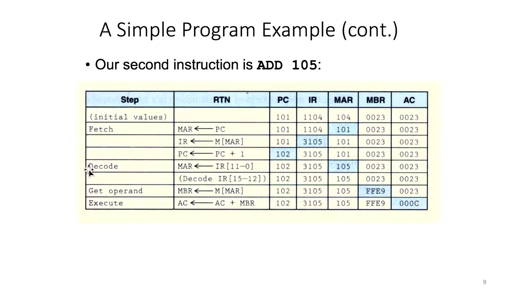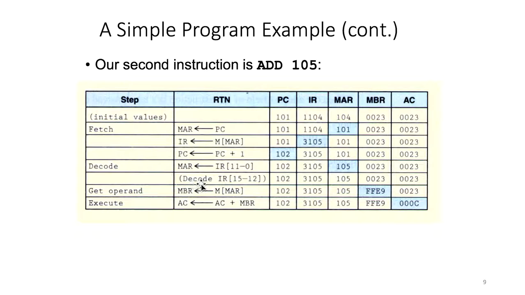The next step, we will perform the decode. Basically the computer will look at the bits 0 through 11 of the instruction register, and that value will be copied to the memory address register. We can see that the value of the instruction register from bits 0 through 11 is 105. So the 105 value right here will be copied to the memory address register. So now the memory address register has the value of 105.